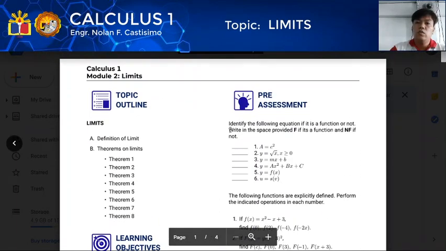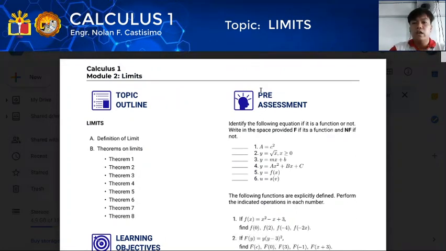Okay. In this module or topic, we also have a pre-assessment. Ito yung pre-assessment, dapat marunong na kayo nito at masagutan na ninyo ito bago tayo mag-proceed sa next sa topic natin. Ito ay upload ko na as your assignment. And then later on, sasagutan ninyo itong pre-assessment.